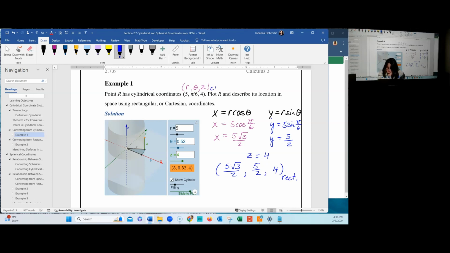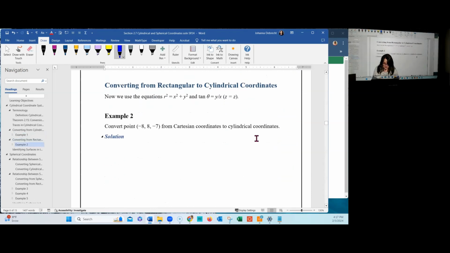This is what it looks like in the cylindrical system. Notice they look different. How do you know you're in one and not the other? You have to be told. You can't tell by inspection. Just because it has a pi in it doesn't necessarily mean it's in cylindrical. It could be a value of 0.52. You have to be told which system you're in. Let's now go ahead and move on to converting from rectangular to cylindrical.